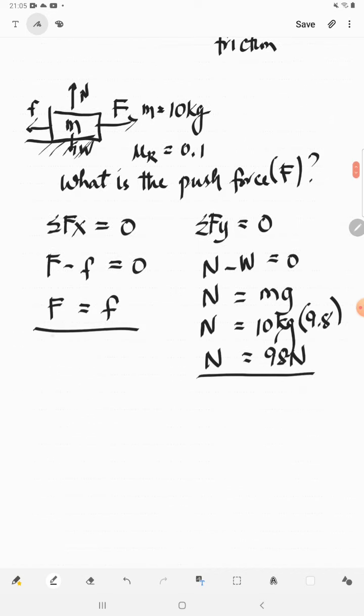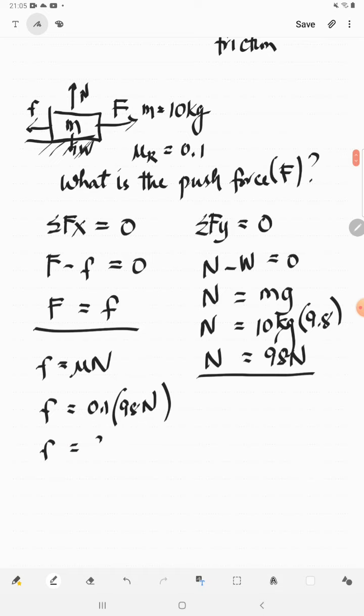Okay, so coming back here in this equation, our f is simply equal to mu times normal force. So our frictional force is 0.1 times 98 newtons. Okay, so our frictional force is simply equal to 9.8 newtons. So the frictional force is simply equal to F, which is simply equal to the applied force.